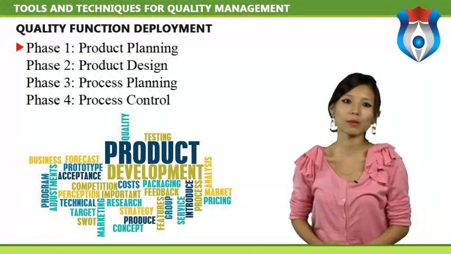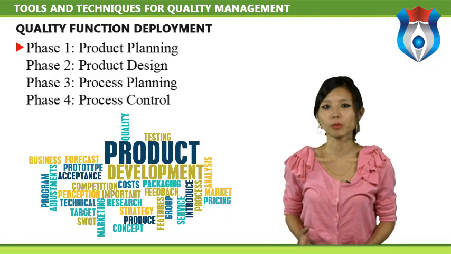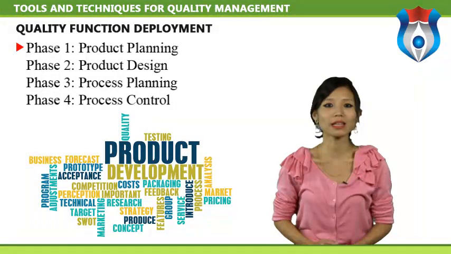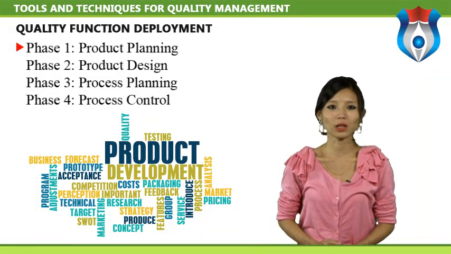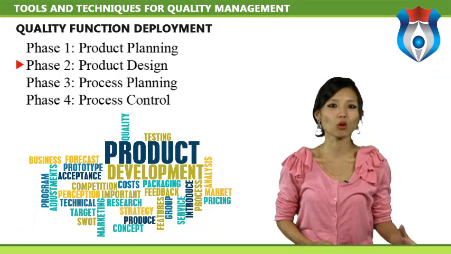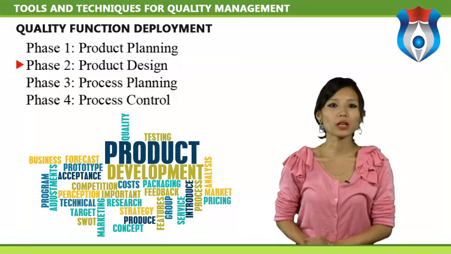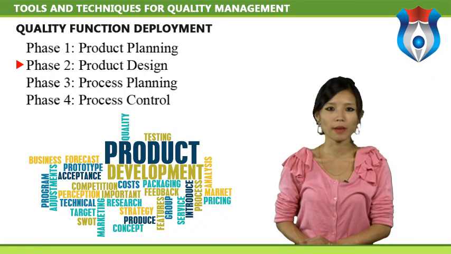Phase 1, product planning. Building the house of quality, led by the marketing department. Phase 1 or product planning is also called the house of quality. Phase 2, product design. This phase is led by the engineering department. Product design requires creativity and innovative team ideas. Product concepts are created during this phase and part specifications are documented.